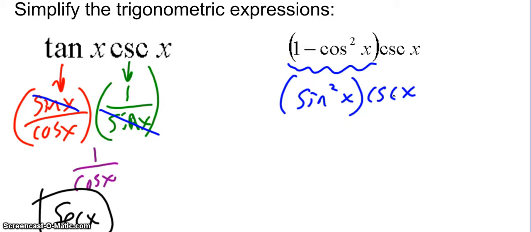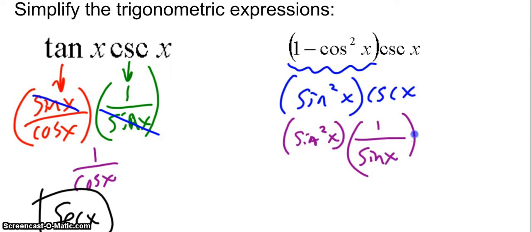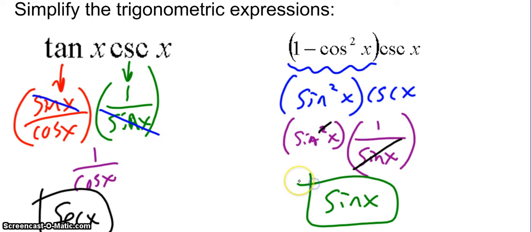Don't change both of them. So I'm going to actually leave the sine squared of x, and I'm going to change the cosecant into 1 over sine of x. Now I can reduce this, and I'm left with just sine of x. See how much fun that was? See? It's like a puzzle.